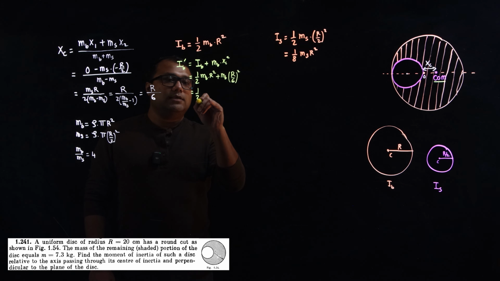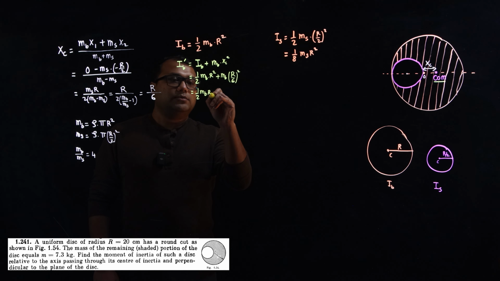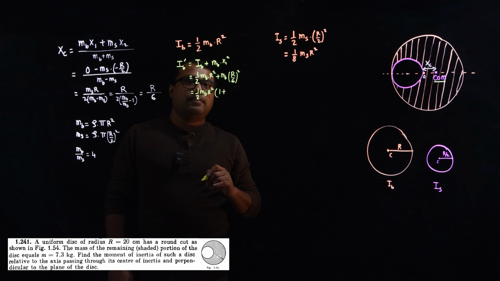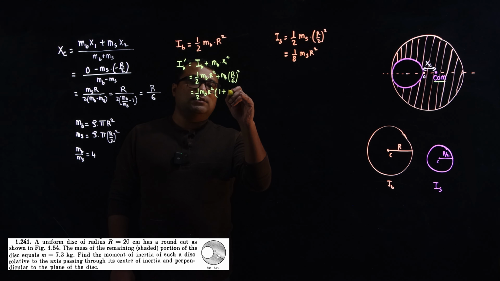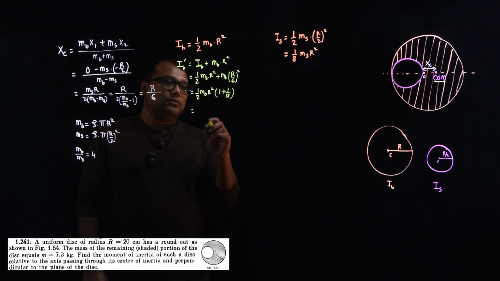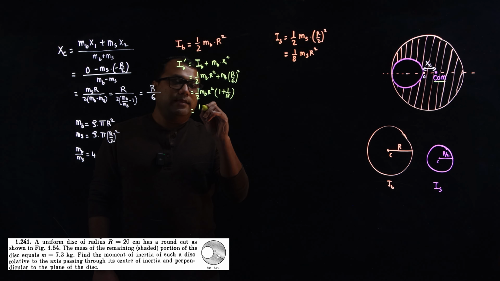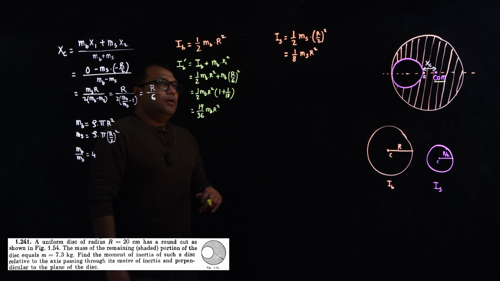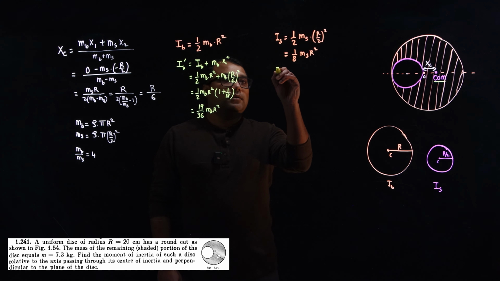We can write this as half MB r square, let's take that common, 1 plus 1 by 36. But I've taken 2 outside, so 1 by 18. So 19 by 36 MB r square. Okay.